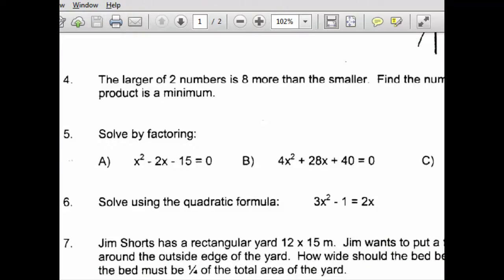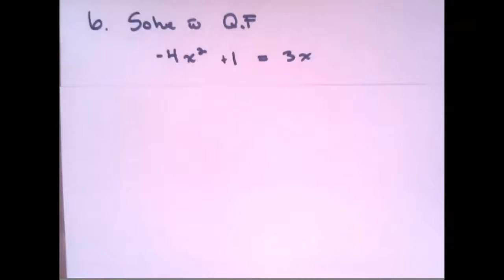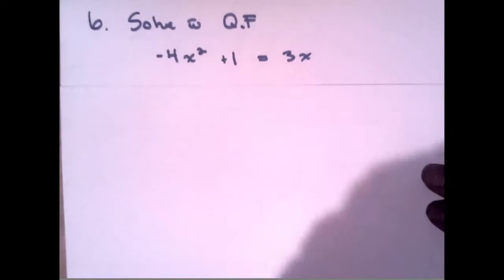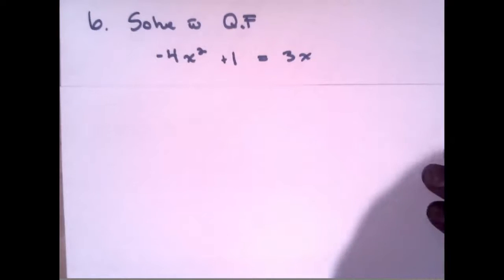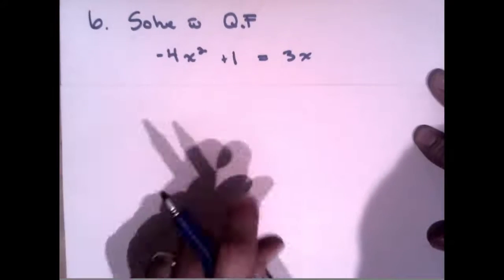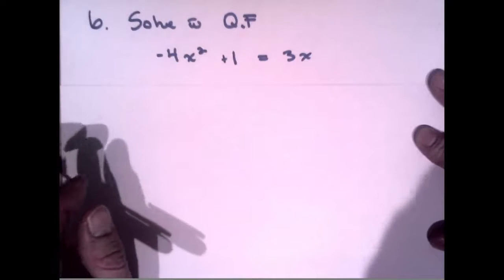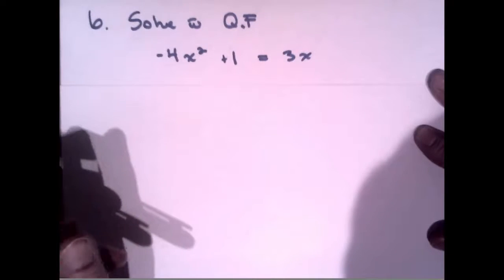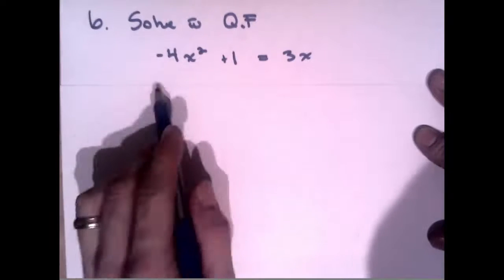Number 6 says to solve using the quadratic formula. So let's look at a similar example. We have the following: minus 4x squared plus 1 equals 3x, and we want to use the quadratic formula. Well, first thing you're going to have to do is put this in the right form. You need ax squared plus bx plus c. And this is mixed up right now.